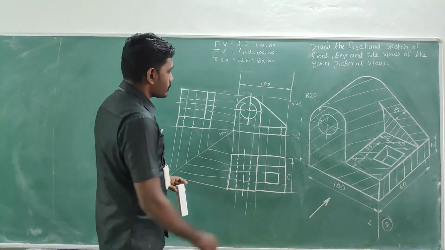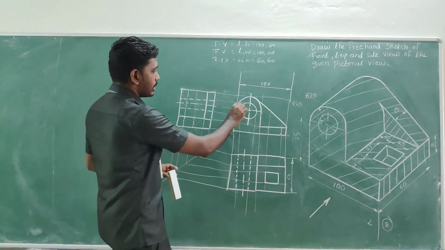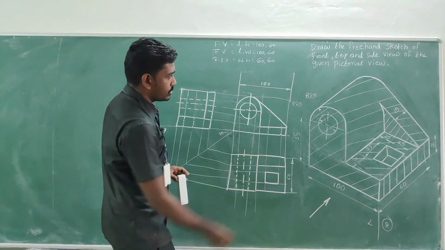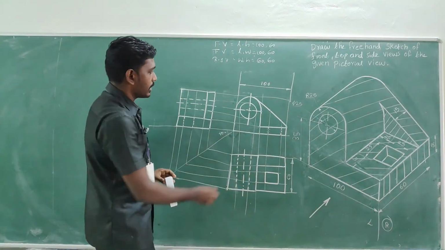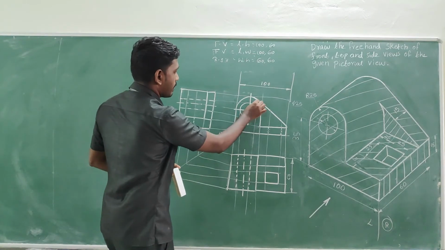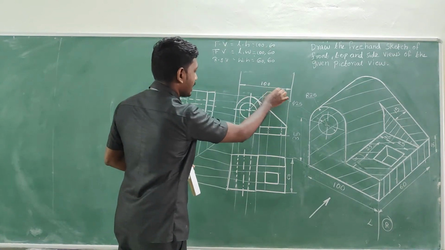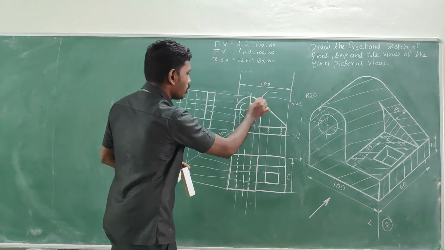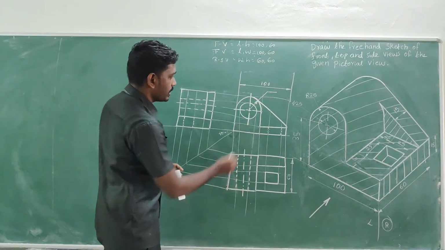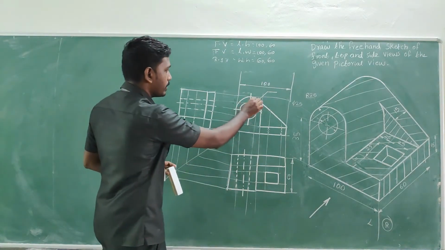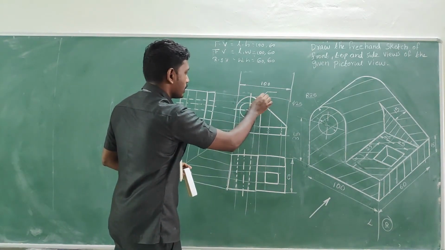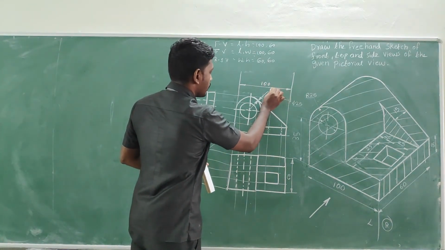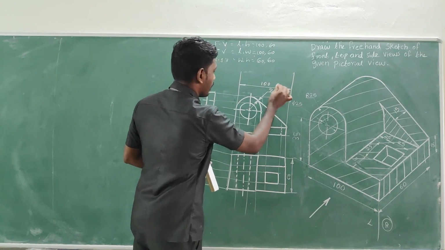And then what about the radius of this? It is mentioned as 25, right? Radius is 25. So take a leader line like this. At the end you can capture the arrow. Since you are marking the radius, you can capture only one arrow, and take a leader line like this and write radius as 25.